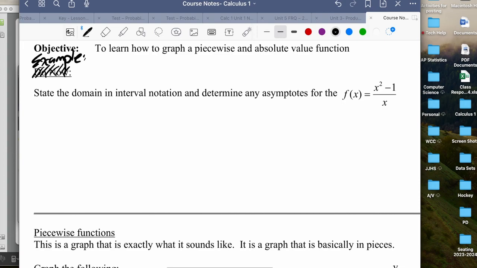All right, so for my domain, I'll just make a note here. I'm going to take the denominator, set it equal to 0, and solve. We're really not doing anything monumental there. So we're basically excluding 0. All right, let me pull up the calculator.